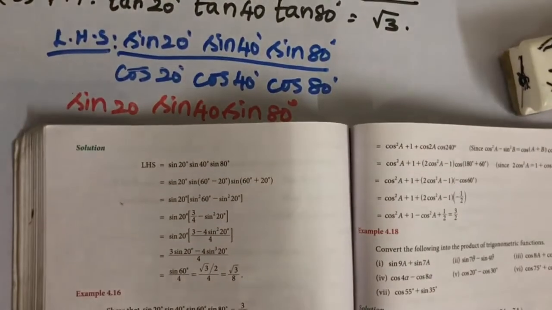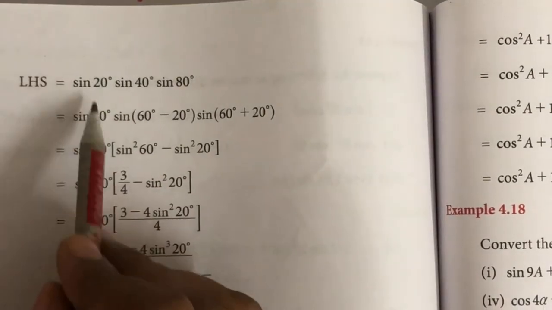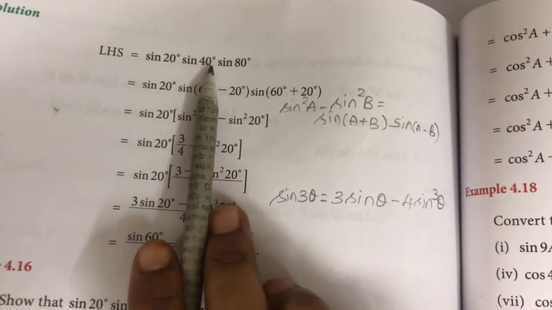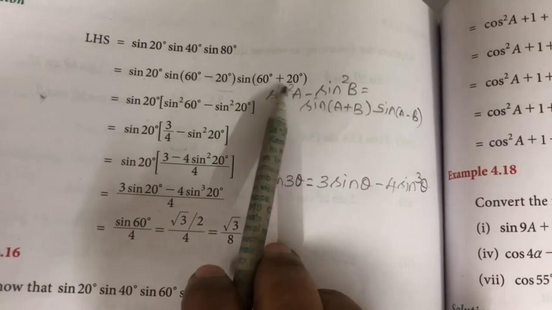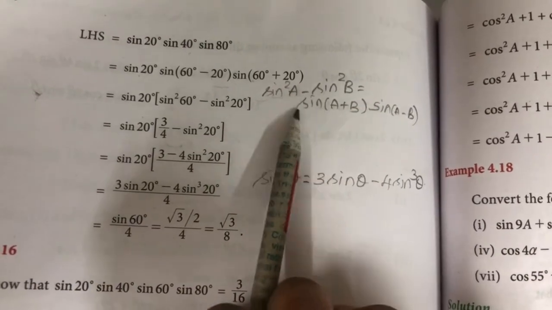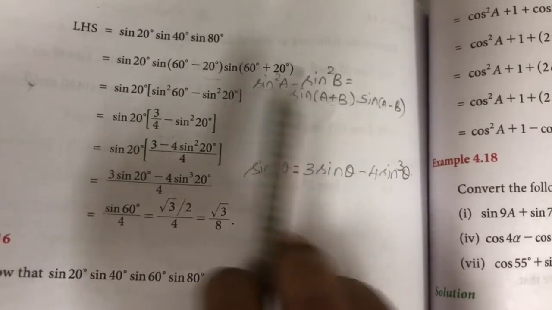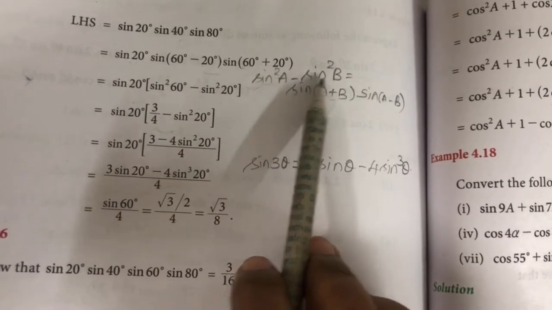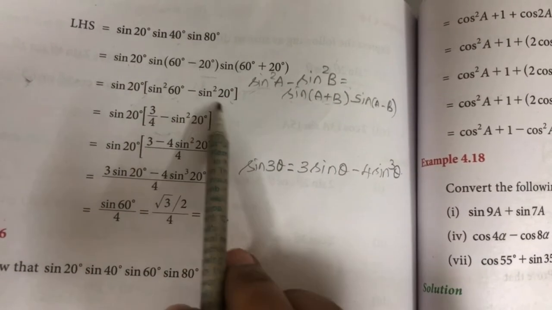What is the numerator? It is sin 20, sin 40, sin 80. So I write sin 40 as sin 60 minus 20, sin 80 as sin 60 plus 20. We have a formula: sin square a minus sin square b is equal to sin a plus b into sin a minus b. So sin a plus b, sin a minus b is here. We can write it as sin square a minus sin square b. So, sin square 60 minus sin square 20.